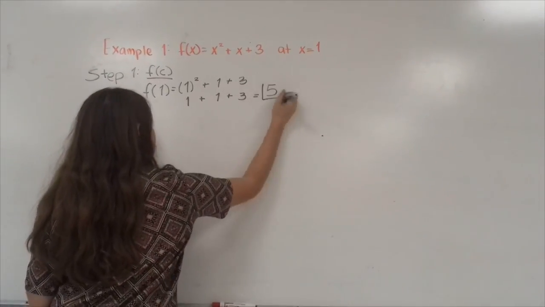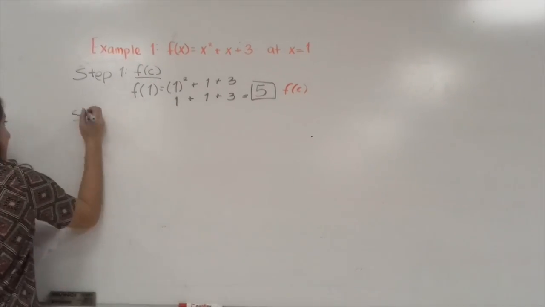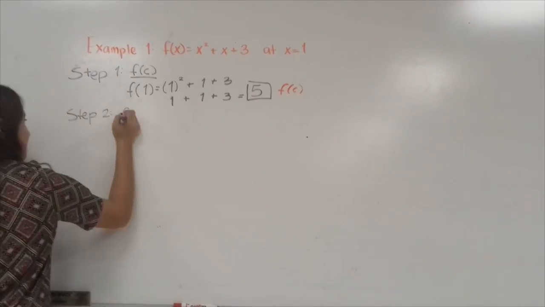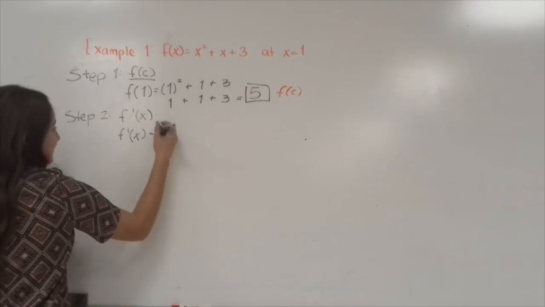Now, in step 2, we'll have to get the derivative of f of x. We'll need to use the power rule to get the derivative of this expression. X squared becomes 2x, x becomes 1, and 3 becomes 0. Therefore, our result is 2x plus 1.